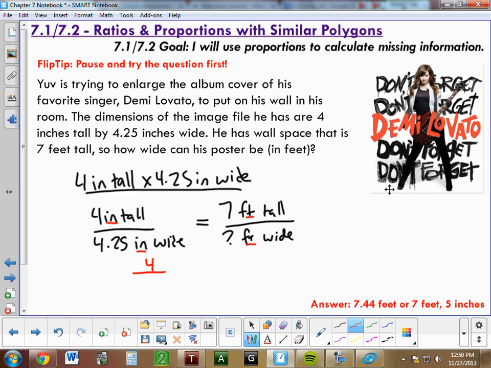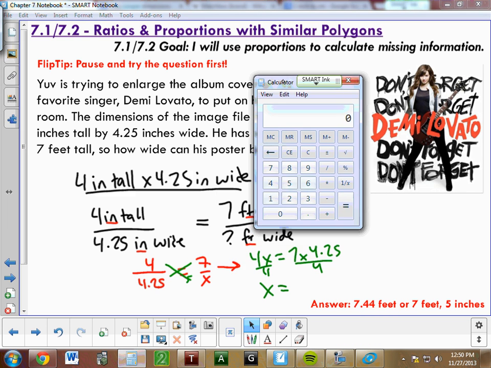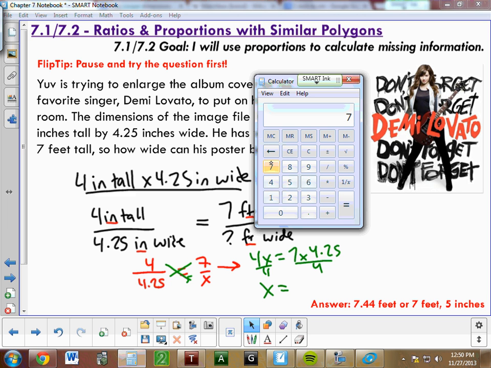So if I have 4 over 4.25 equals 7 over x, I should be able to take this and set up an equation for it. So 4 times x equals 7 times 4.25. And then I would just divide by 4. So I get x equals, and I'll do this with you. 7 times 4.25 divided by 4, that's 7.44 feet.